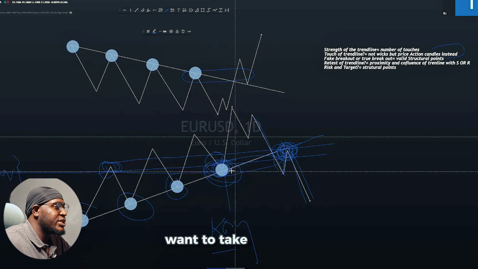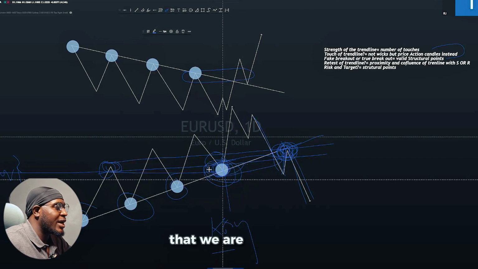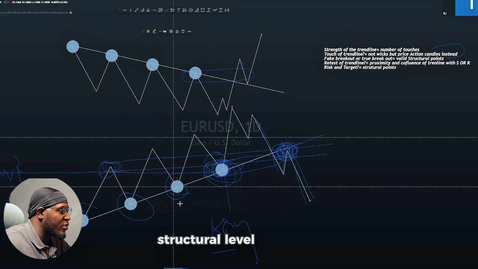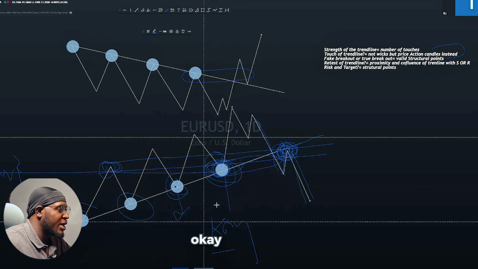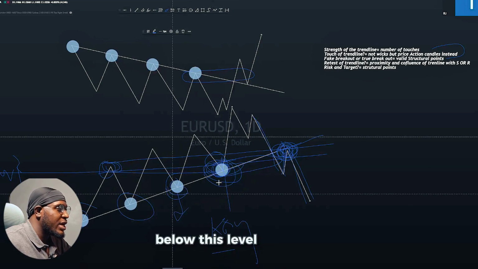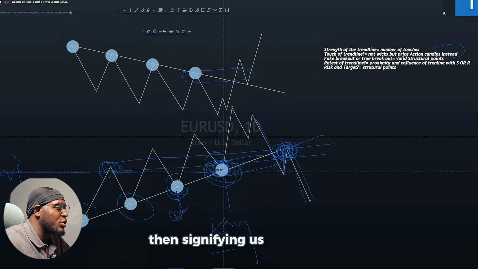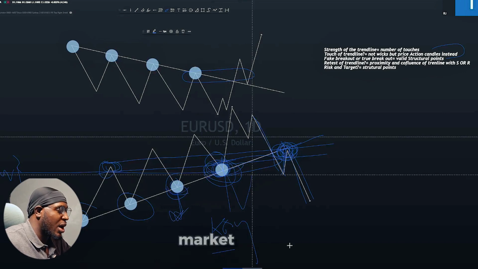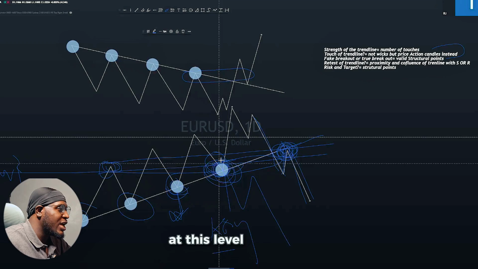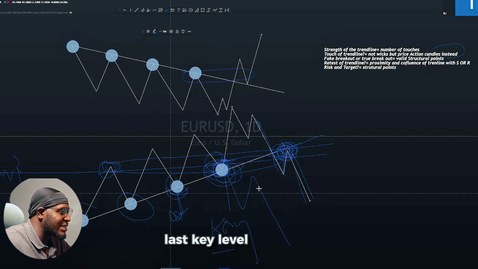Okay, and when we want to take the trade and we want to risk, we want to take the trade off the trend line and make sure that we are setting our risk below the previous key structural level, which is this level, for instance. Okay, meaning that if for any reason prices should break below this level, it means that prices would then be invalidating a key level, which could then be signifying us moving into a bearish market, and we do not want that. So we want to confirm first the price action at this level, then we make our entry, and then we can set our stop losses just under the last key level.